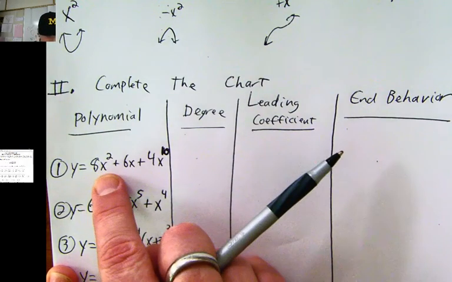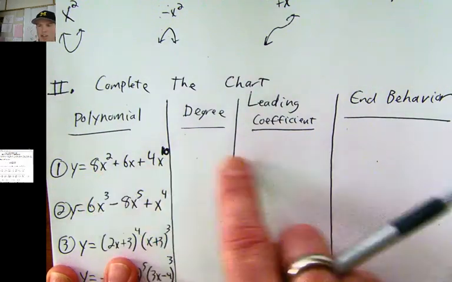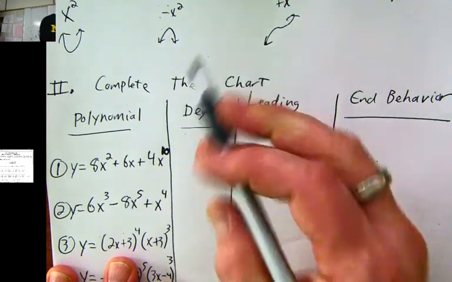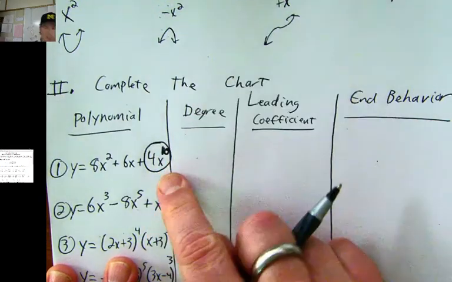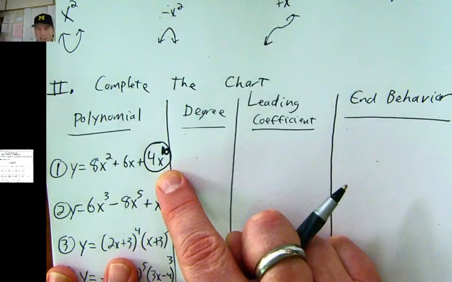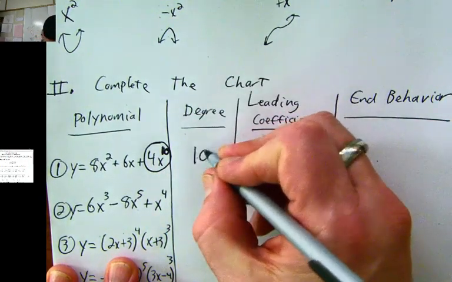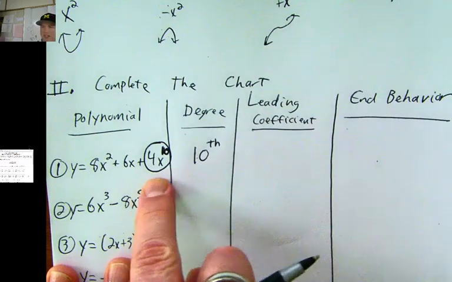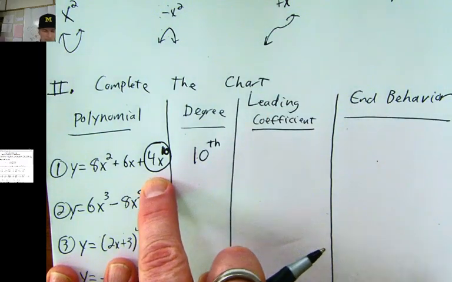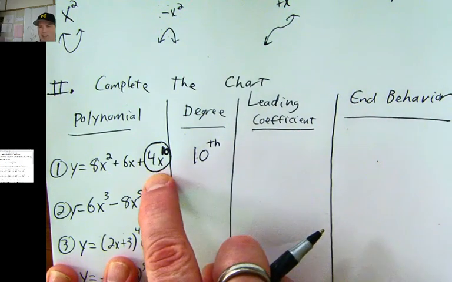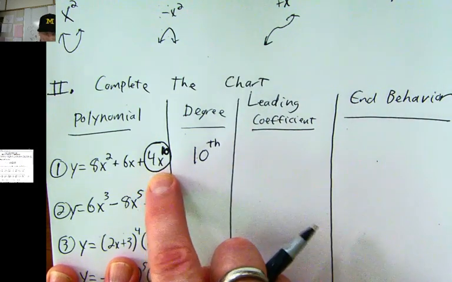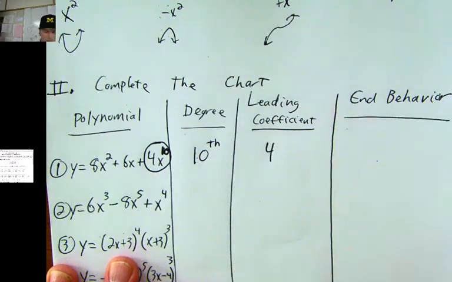Now, don't be fooled. When you look at this, you might think, 8x squared, this is a second degree polynomial, but you got to look for the biggest exponent out there, and in this case, it's the 4x to the 10. So that means this is a 10th degree polynomial because the 10th degree is the biggest degree on these. The leading coefficient, the number that's hanging out with the x to the 10, is a 4. So the leading coefficient is 4.